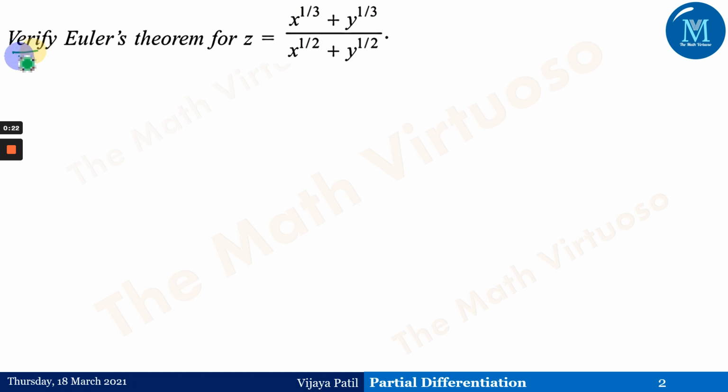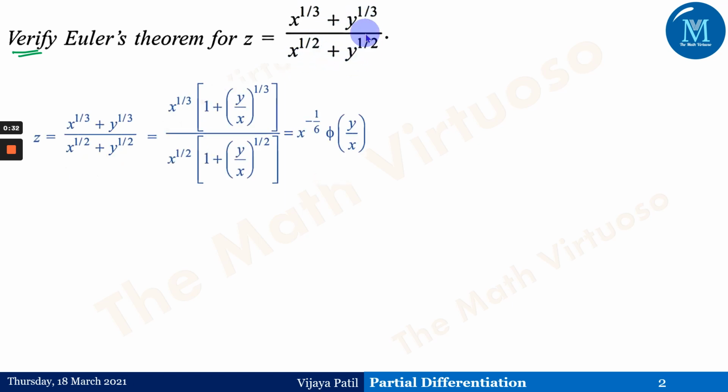First, we'll verify Euler's theorem for z equals x to the power 1 by 3 plus y to the power 1 by 3, upon x to the power 1 by 2 plus y to the power 1 by 2. Now we have to check whether this function is homogeneous or not. That means we have to check whether this function can be written as x to the power n times f of y by x or not.